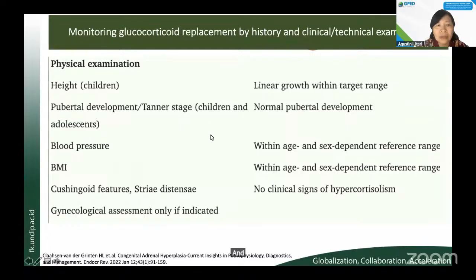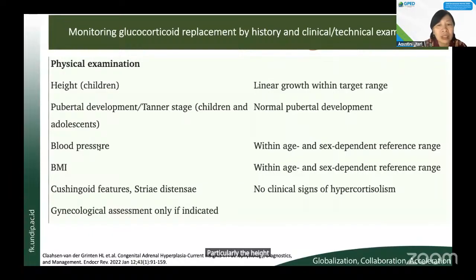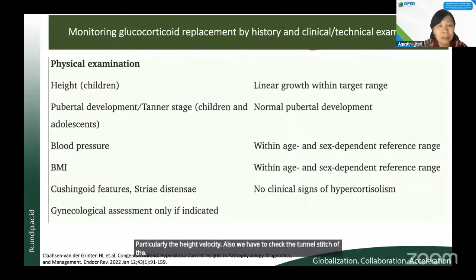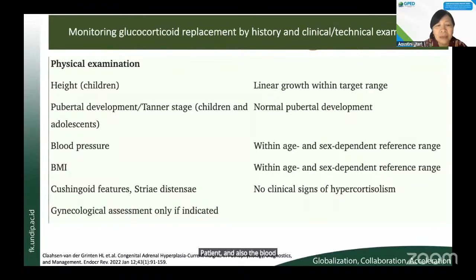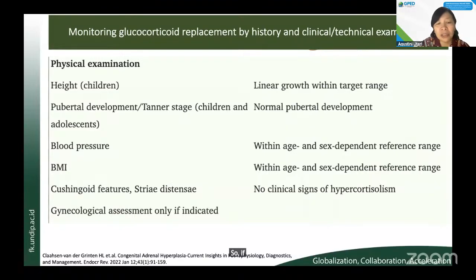And this is very important in low and middle income countries, to check the growth chart, particularly the height velocity. Also, we have to check the Tanner stage of the patient and also the blood pressure, BMI, and we have to check for signs of over-treatment or under-treatment. So if there is over-treatment, usually they will have a Cushingoid feature, striae, and other signs of hypercortisolism.